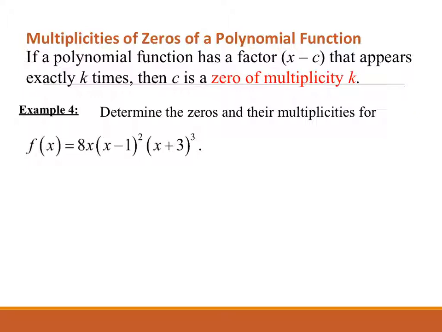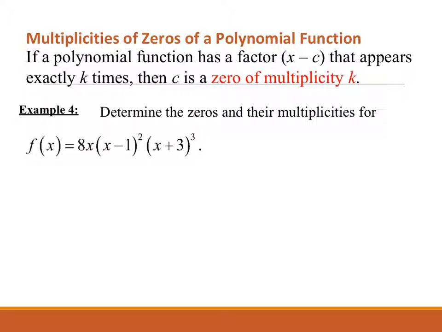So this brings us to the multiplicities of zeros of a polynomial function. If a polynomial function has a factor (x minus c) that appears exactly k times, then c is a zero of multiplicity k. So in example 4 we have the following. Determine the zeros and their multiplicities.